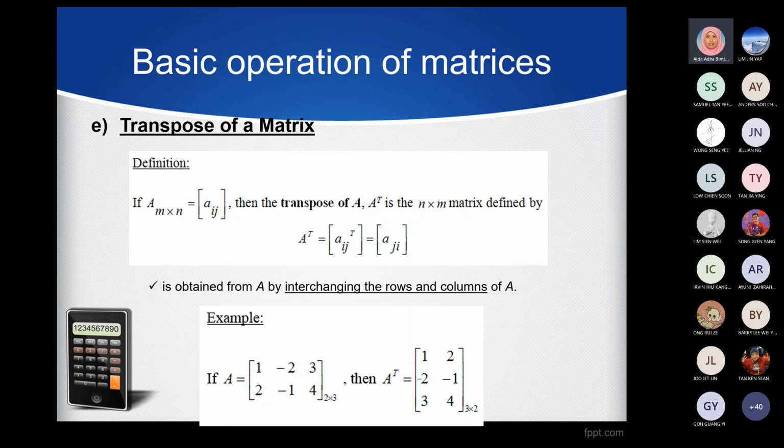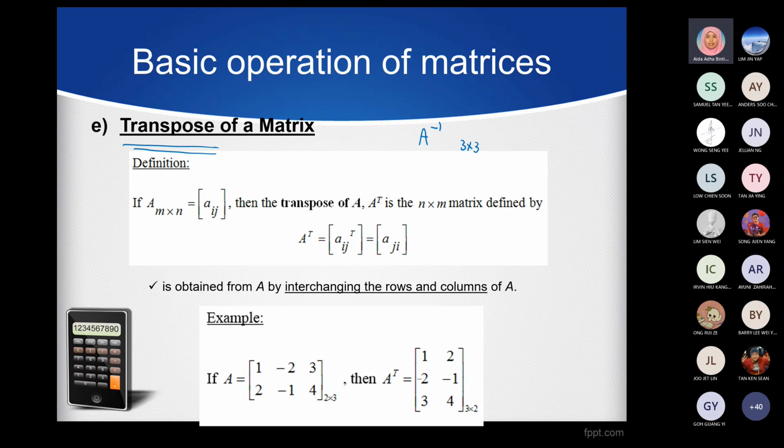Okay, so next, this is the transpose. What is a transpose? This is one operation that you need to do later when you want to find the inverse matrix for a 3 times 3 matrix. So you need to do transpose. First of all, we learn what a transpose is.